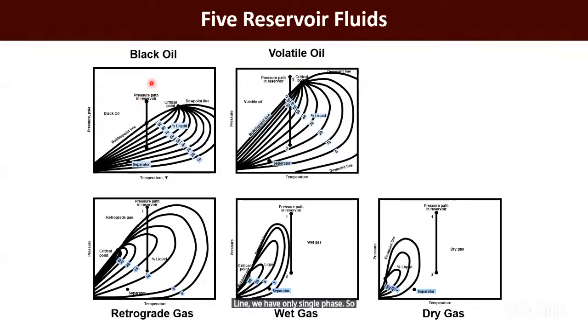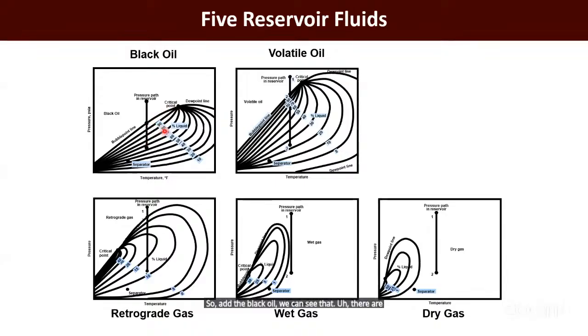So what are the characteristics of the black oil reservoir? Like I mentioned, this is the initial reservoir pressure condition, and this is the temperature of the reservoir, which will not change. If we produce this reservoir, the pressure will drop until we reach this value. Reaching this value, we will start to see the first bubble of gas, and it's called the bubble point pressure.